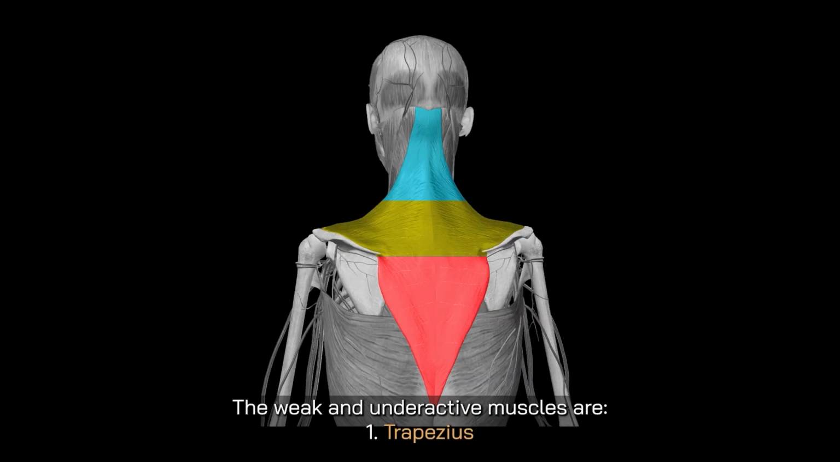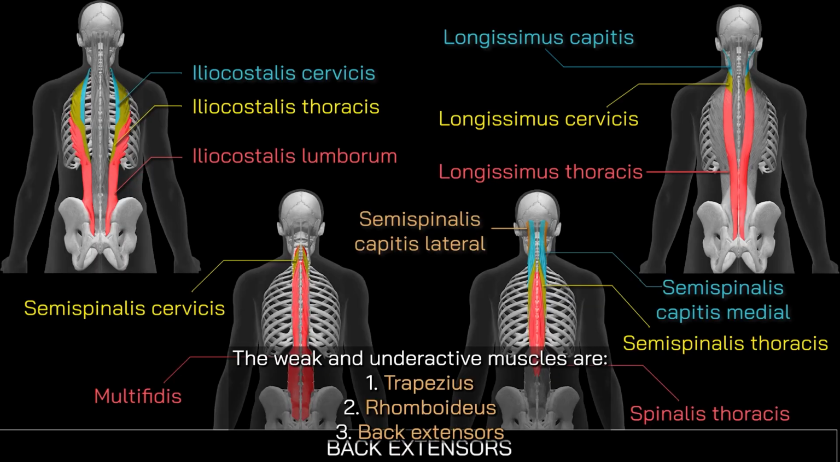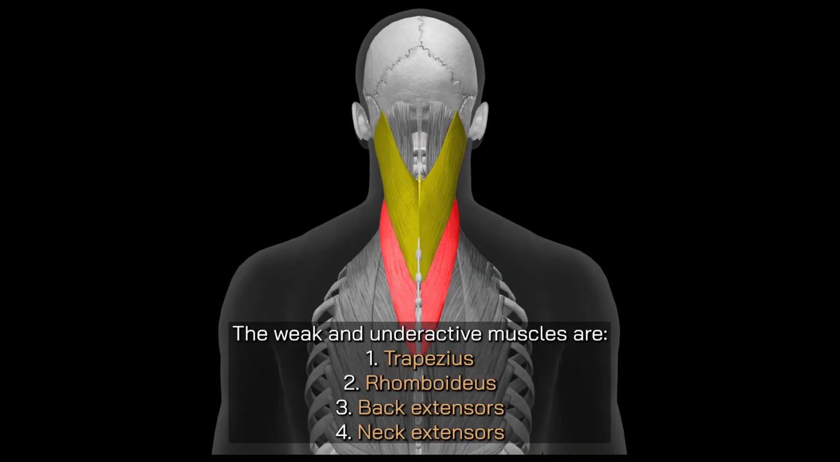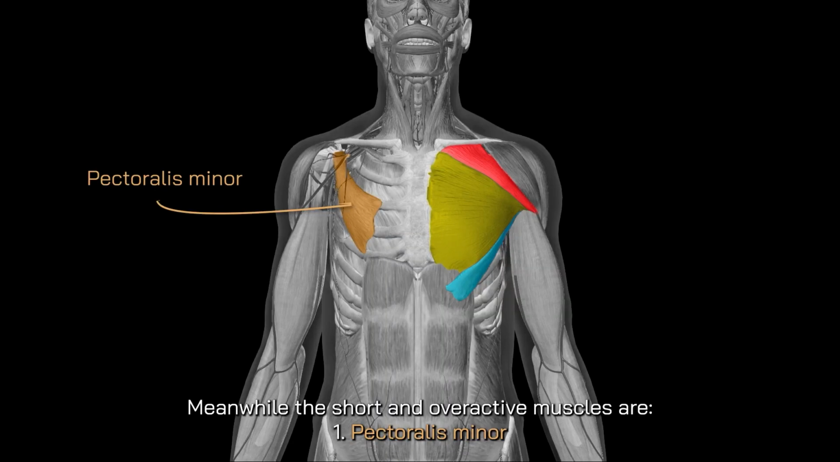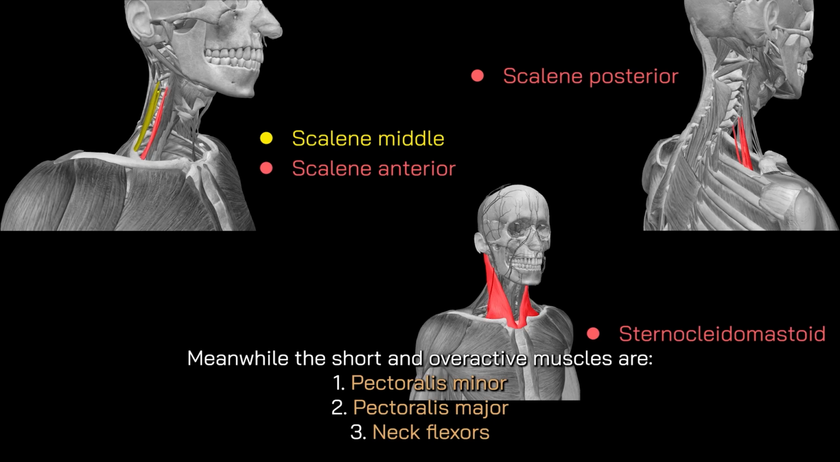So, in order to fix this posture deviation that's hindering your height, you need to understand what muscles are weak and underactive and need to be strengthened, and what muscles are shortened and overactive and need to be released or stretched. The weak and underactive muscles are trapezius, rhomboideus, back extensors, and neck extensors. Meanwhile, the short and overactive muscles are pectoralis minor, pectoralis major, and neck flexors.